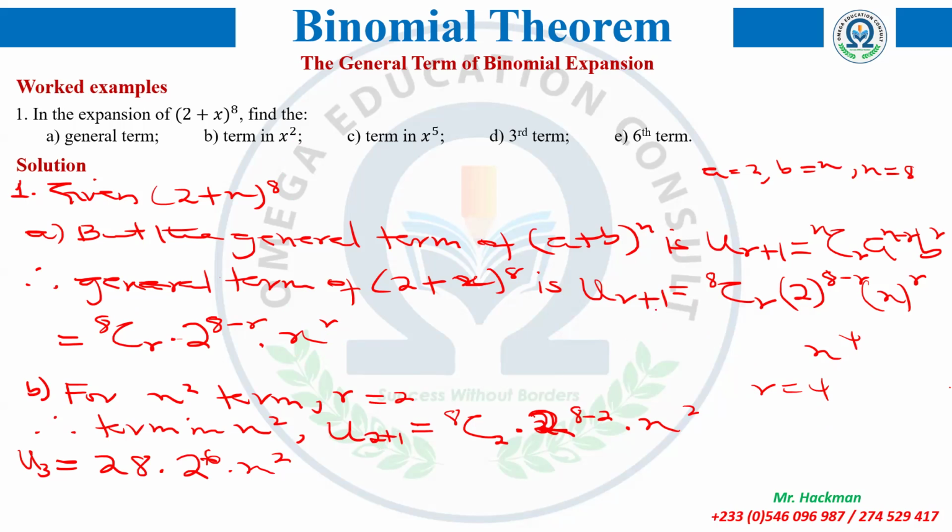No. Once you know your r, you just come and substitute. Because with this one, you use the power of the x to determine your r. So once you determine your r, just come and substitute. So it means if you substitute, you will be what? r plus 1, which will be 2 plus 1, which will be 3. So it means the third term will give you the term in x squared.